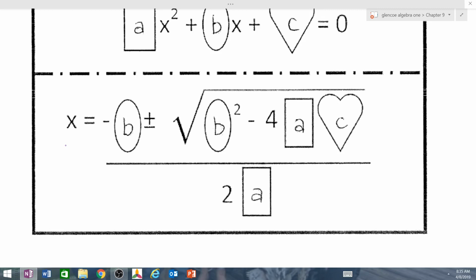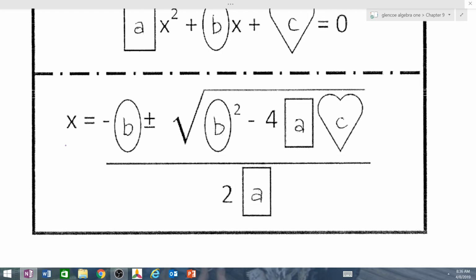So here it goes. Let me just say it to you first. X equals negative b plus or minus the square root of b squared minus 4ac all over, or you could say divided by 2a, and then in the song we yell in, hey.